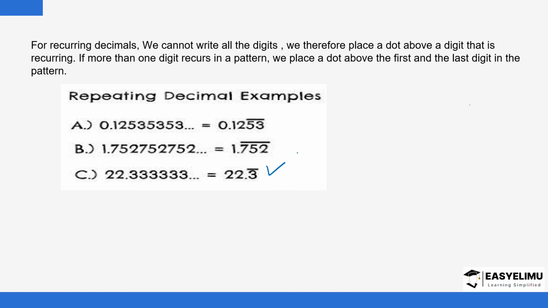Like in this other one here, it's only 3 that is being repeated. So you can see it's 22.3333. So 3 is being repeated. So you can have a dot on top of 3 or just that line. You see, like in B, 1.752752. So that 752 is being repeated. So you can have a dot on top of 7, a dot on top of 2, or just a line on top of the 3 digits.